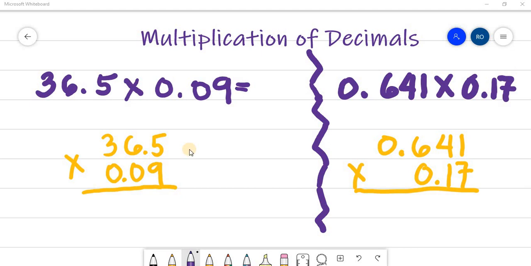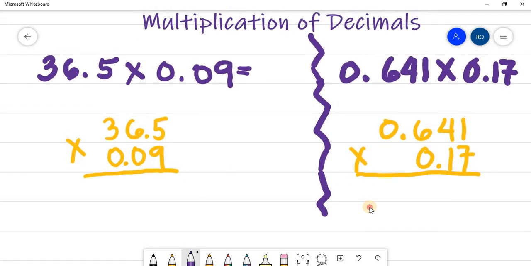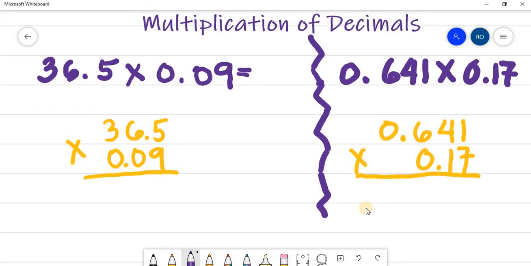Good day, class. Today we're going to talk about multiplication of decimals. In multiplication, we don't need to make the decimal points align like we did in addition and subtraction of decimals. Here we will write only the given decimals, the way we write in multiplication of whole numbers. Let's say, for example, we have 36.5 times 0.9. As you can see, the decimal points are not aligned because we don't need to do so.